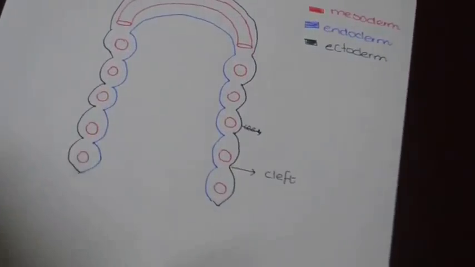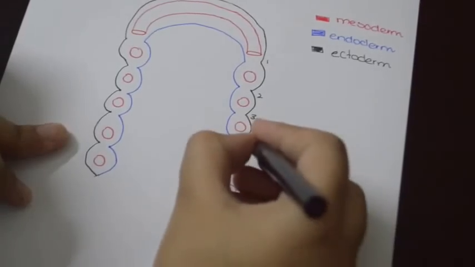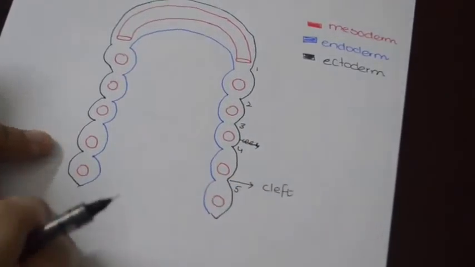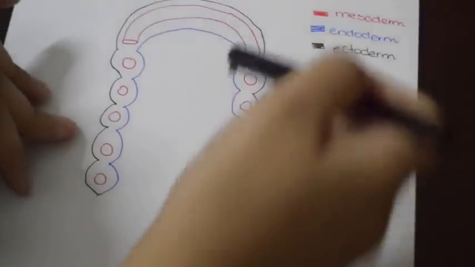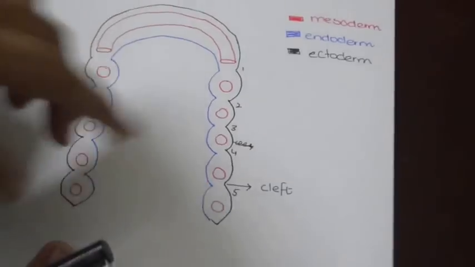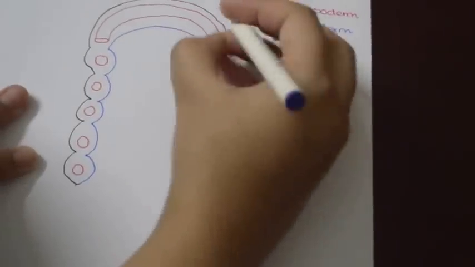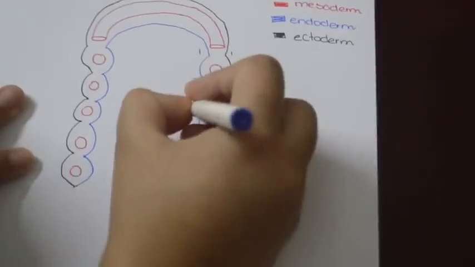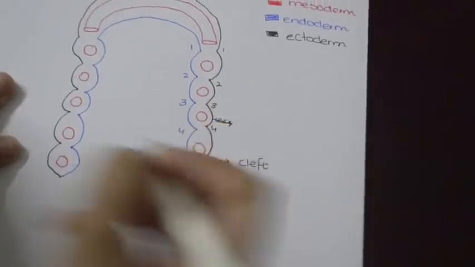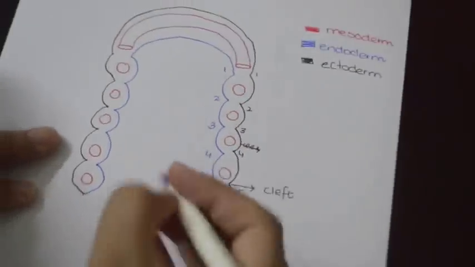See how many clefts there are? 1, 2, 3, 4 and 5 clefts are here. These are the pairs of clefts, or that's just one cleft. So we can see that there are 5 pharyngeal clefts. Now we can count the pharyngeal pouches: 1, 2, 3, 4, 5. There are 5 pharyngeal pouches and there are 5 pharyngeal clefts.